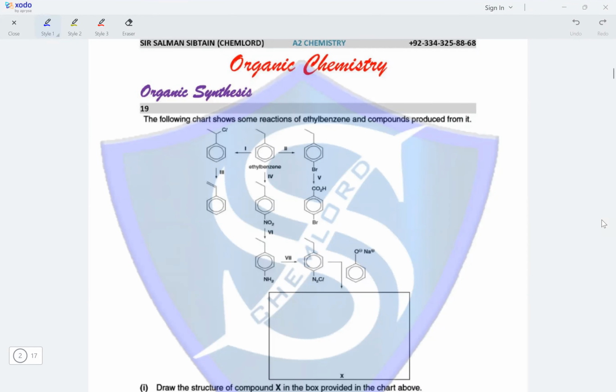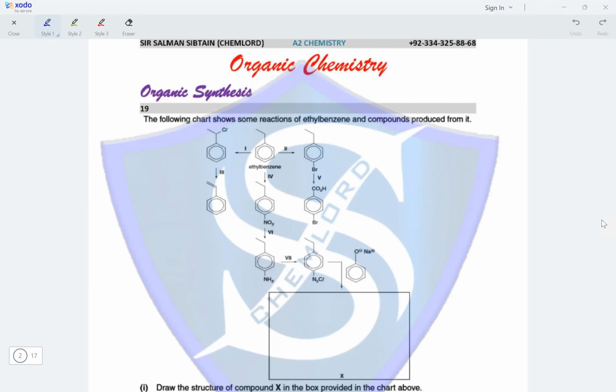Question 19. The following chart shows some reactions of ethyl benzene and compounds produced from it. So ethyl benzene can form a compound that has chlorine on its substituted group, R group, which is through free radical substitution, or it could form a compound with bromine attached to the fourth position relative to the alkyl group, which can be converted into benzoic acid upon oxidation.